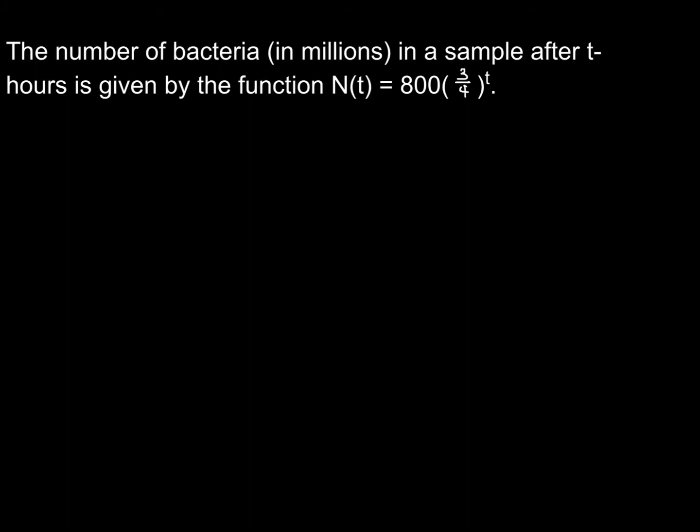Alright, so here we're going to start looking at the functions, and based on the parameters, just like we talked about at the beginning, try and answer some questions. So the number of bacteria in millions in a sample after t hours is given by the function n of t equals 800 times 3/4 to the t. Once again, I want you to think about, if you were given this function, what would be some questions that you might want to answer?